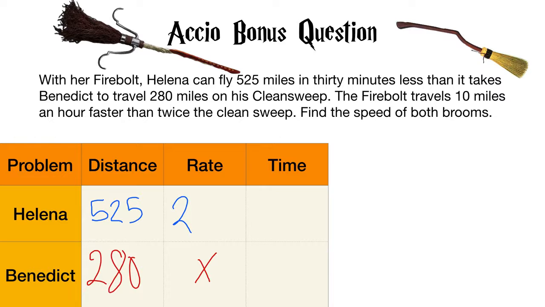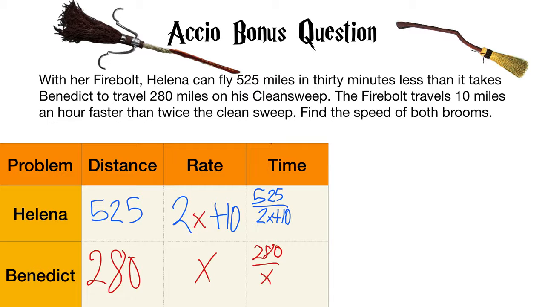Let's rewrite that. Firebolt is 10 miles an hour faster than 2 times the Clean Sweep, which is not a very fast broom. So if I wrote that, I would say 525 over 2x plus 10. And I would say Benedict was 280 over x. But there's a problem. We have to deal with the fact that it's 30 minutes less for Helena.